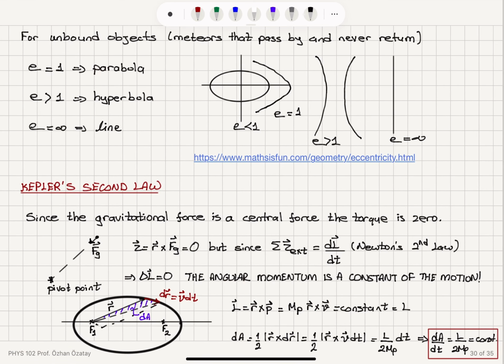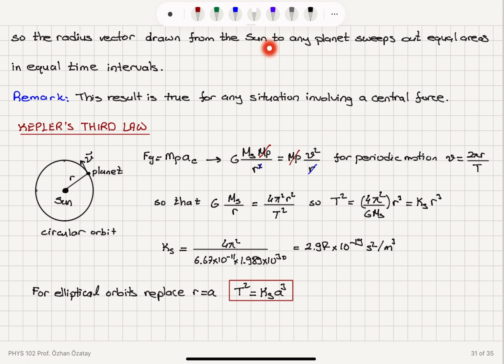dA/dt is a constant of the motion, and that is a straight consequence of angular momentum conservation for this system, and that is linked to the fact that the gravitational force is a central force with no torque effect. Okay, so the radius vector drawn from the sun to any planet sweeps out equal areas in equal time intervals. And as I mentioned, since this is a result of the fact that gravitational force is a central force, it is true for any situation involving a central force.